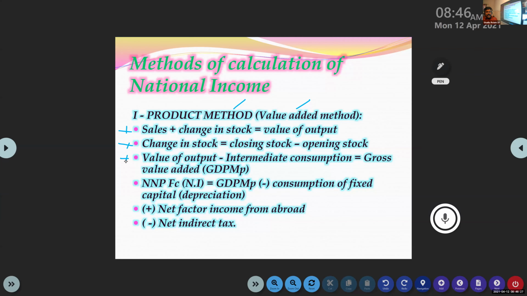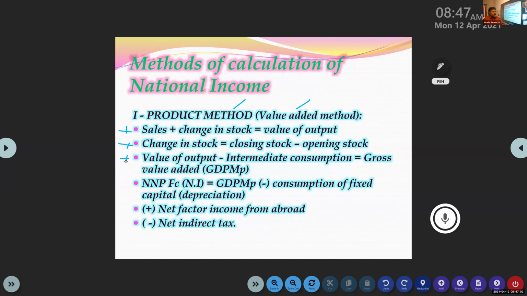So what is this intermediate consumption? Okay, wheat that is used by the miller, for him wheat is an intermediary good to produce the finished good, right? For the farmer, it is a finished good. Wheat is a finished good. But the miller purchased this wheat from the farmer, so it is an intermediary good for him. And he produced another good. What is that? The wheat flour.